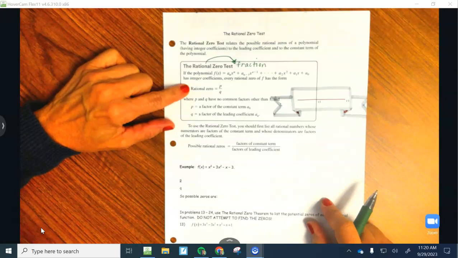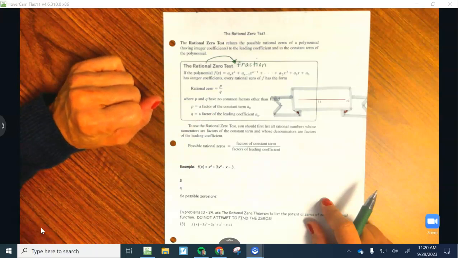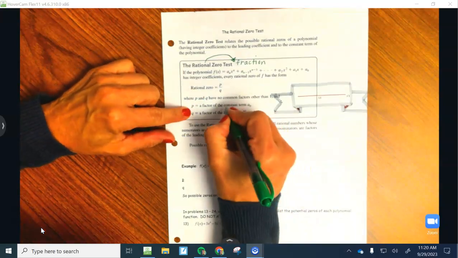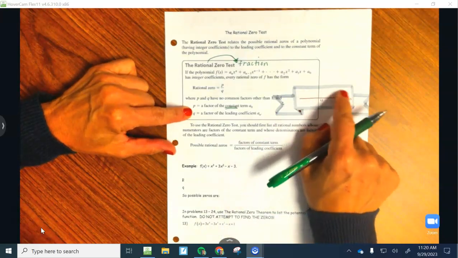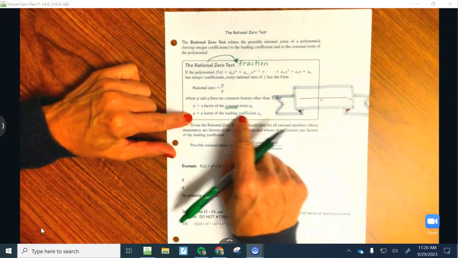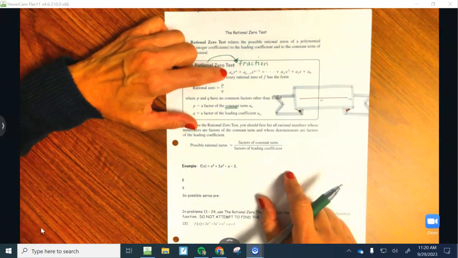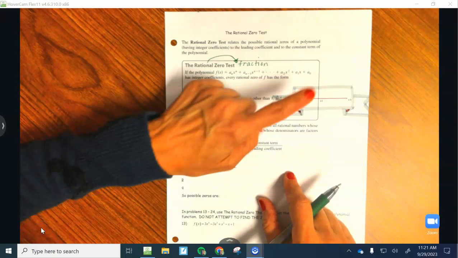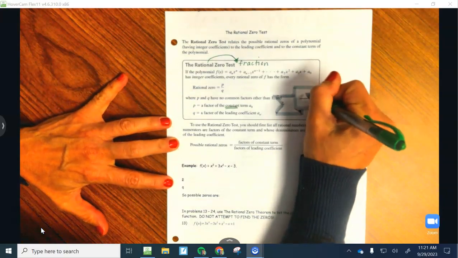And the fraction never changes. It is always P over Q, and we're always going to use the plus minus sign. What you need to remember, we're calling P the constant term. So the number at the end of the polynomial is always going to be on top of the fraction bar, the factors of it. Down underneath is going to be the factors for the leading coefficient. Now remember, the leading coefficient is the very front number. So we're taking all of the factors of the last number and dividing it by all the factors of the front number.